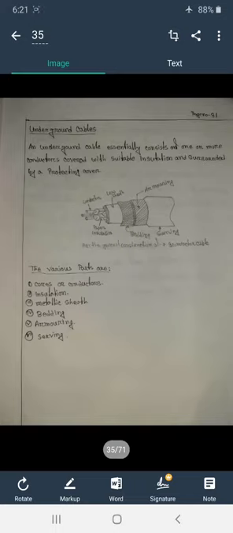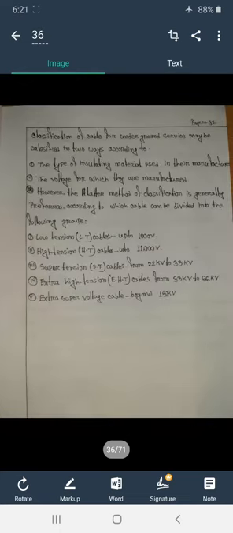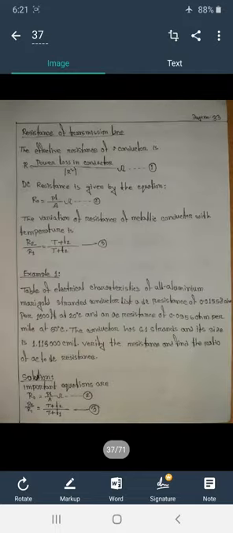The various parts of the line are the cross arms, conductors, insulators, and so on. The classification of lines by voltage: there are five types, for example low voltage, high voltage, extra high voltage, extra super voltage, and so on. Resistance of a transmission line. This is the example.